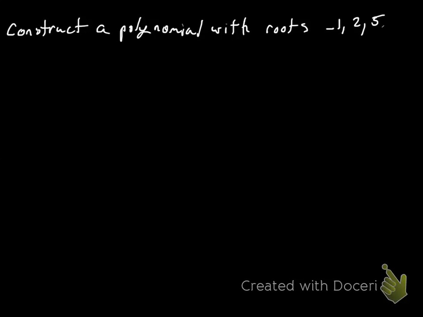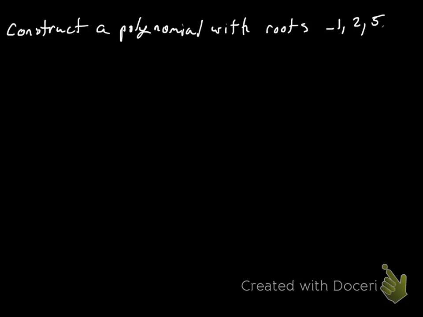It's probably going to be a bit of a longer video, and it has to do with section 5.6 in our textbook. A lot of constructing polynomials and then breaking polynomials down into their linear factors and finding the roots. So we're going to start with constructing a polynomial with the roots -1, 2, and 5.